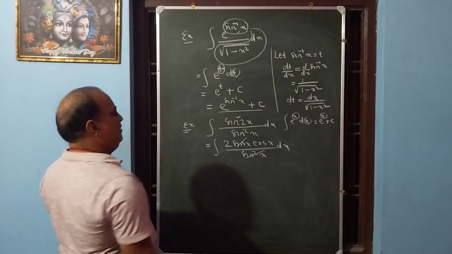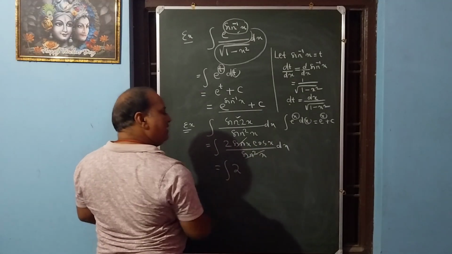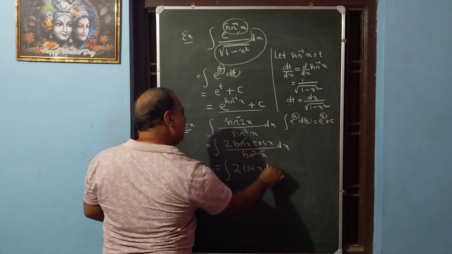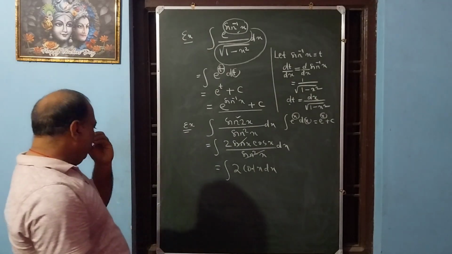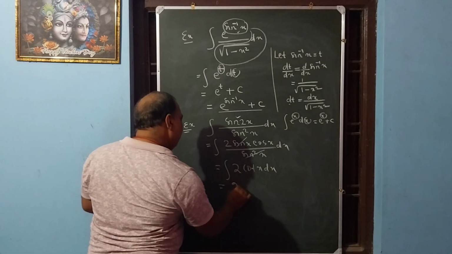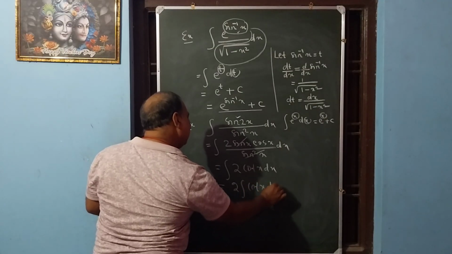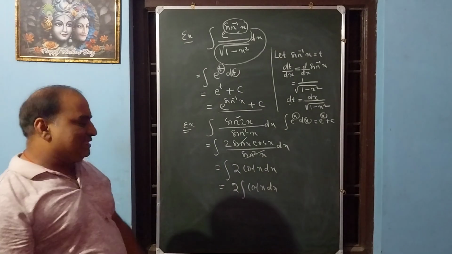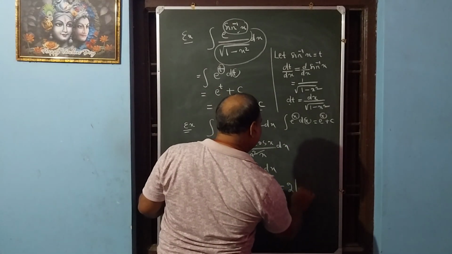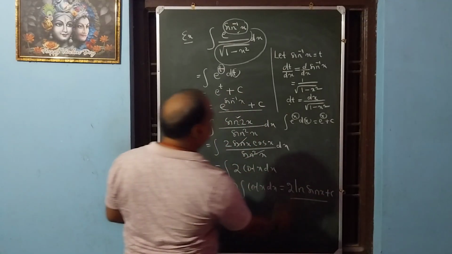We get 2 cos x divided by sin x, that is cot x dx. 2 is a constant that comes outside of the integration. So we get 2 times the integration of cot x dx. What is the integration of cot x? That is ln sin x. So we get 2 ln sin x plus c. So this is the answer.